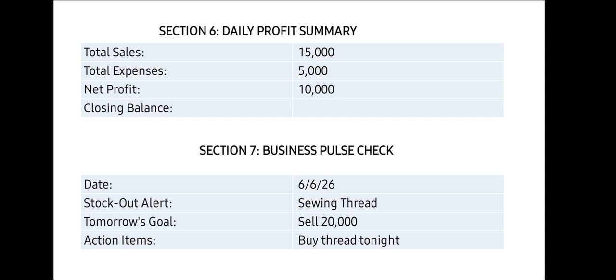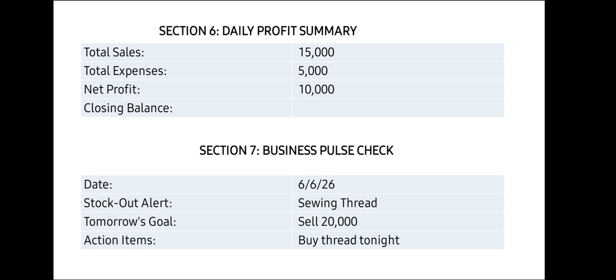Profit is not guessing, it is calculation. I repeat, profit is not guessing. I think I made 4,000 today. No, it is not guessing. It is calculation. And that's why you see the calculation when it comes to calculating your net profit. It gives you what? Sales minus expenses. Very simple.